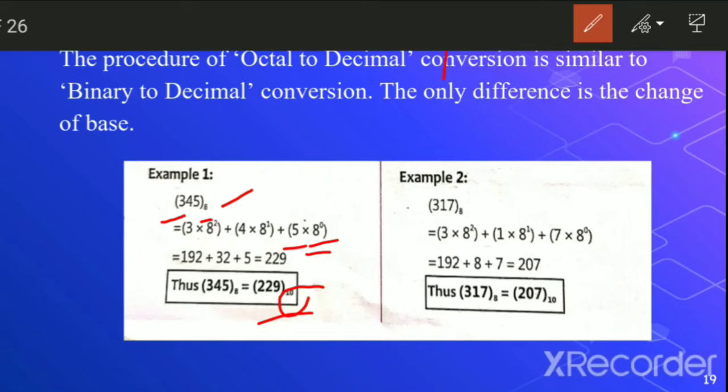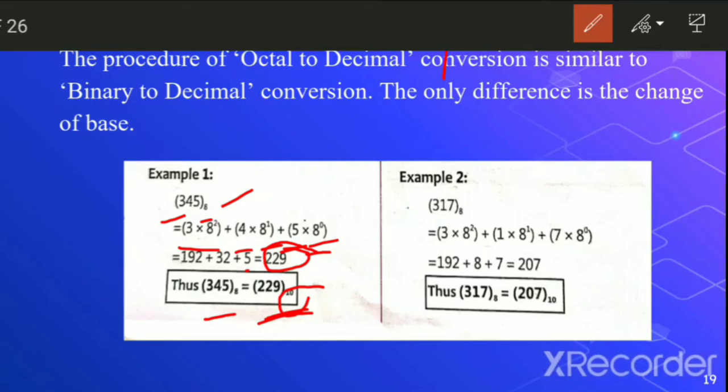When we move to the left side we see there is 4, so we will multiply 4 by the increasing power of 8, so it becomes 8 raised to power 1. In the same way we will multiply 3 by 8 raised to power 2. Now just solve these and we'll get 192 plus 32 plus, as 8 raised to power 0 is 1, so 1 into 5 is 5. After this the final step is that we have to add all these values and we get 229 as the answer. So when we convert 345 octal number into decimal number system we will get the value 229.